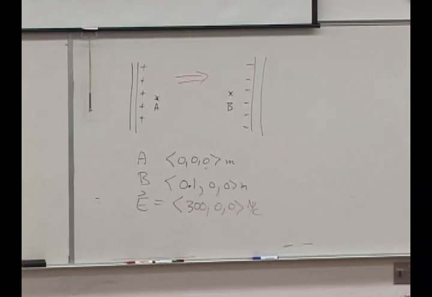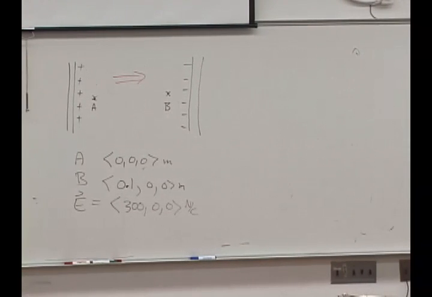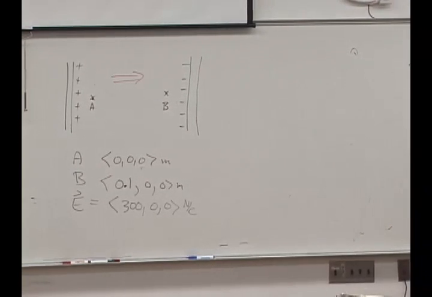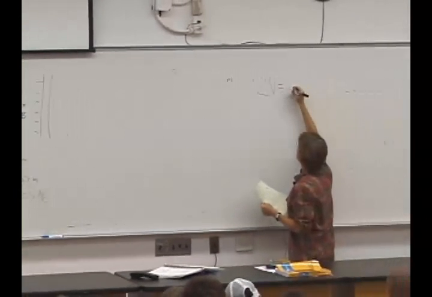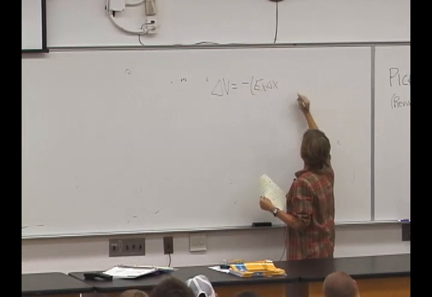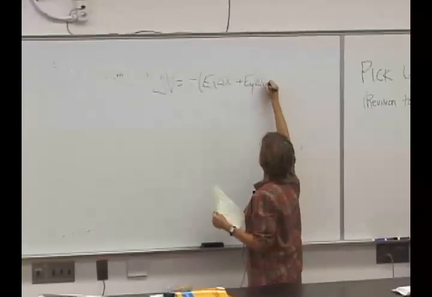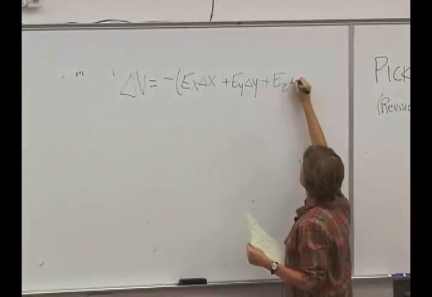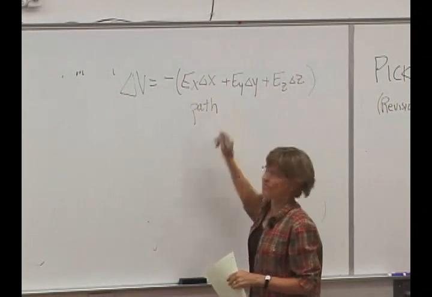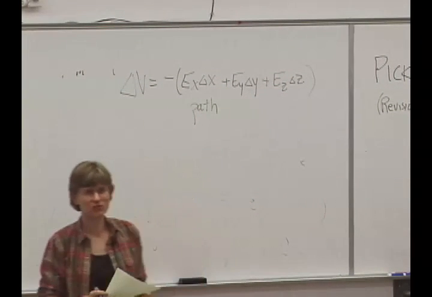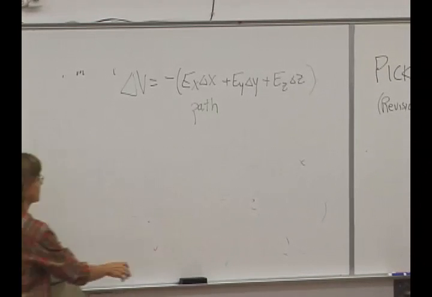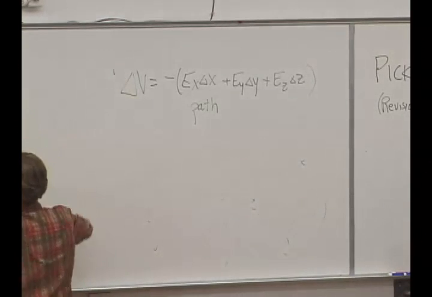Now let's rewrite our definition of potential difference over here. Potential difference is a minus E_x delta x plus E_y delta y plus E_z delta z. And notice that implies a path. You have to pick a path between the initial and final locations. We'll show that it doesn't actually matter what path you pick, but you do have to pick one, otherwise you don't know how to compute this.